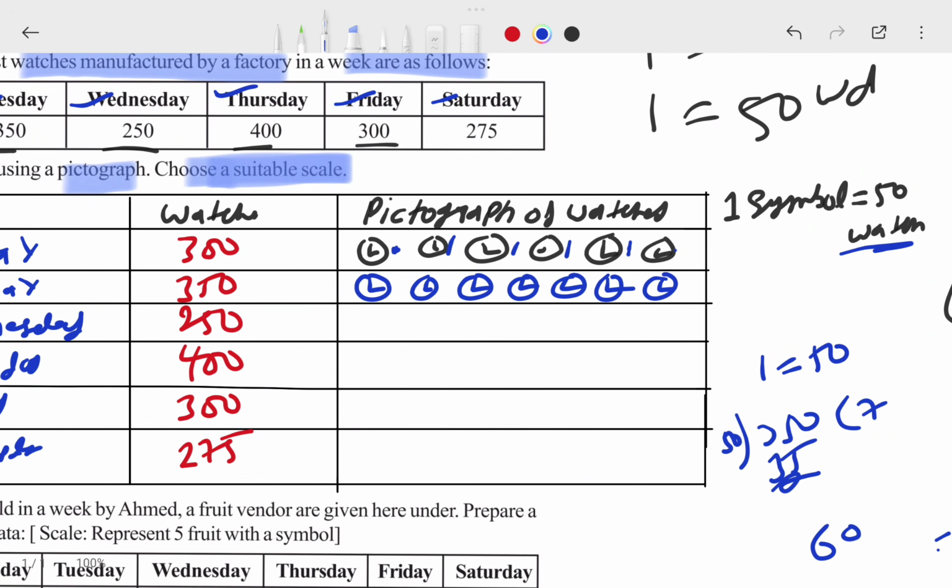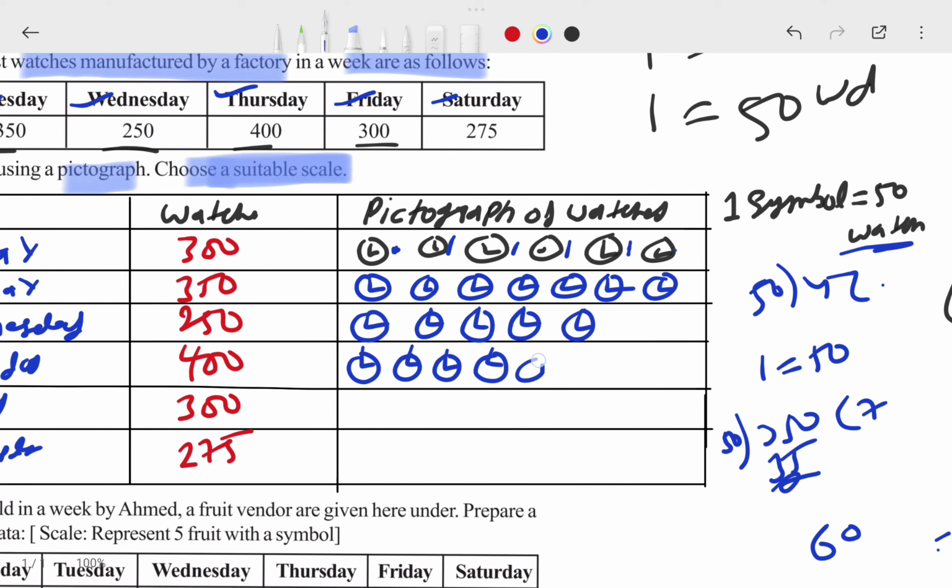Okay, now in 250 how many pictures will we create? So in 250 only 5 pictures will be created. If you divide 250 by 50, it is going to be 5 only. So 5 pictures we have to create, 1 2 3 4 and 5. In 400 pictures will be created, 1 2 3 4 5 6 7 and 8 pictures. In 300 we will create only 6 pictures, 1 2 3 4 5 and 6 pictures.